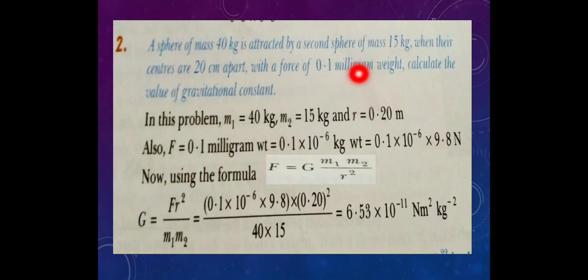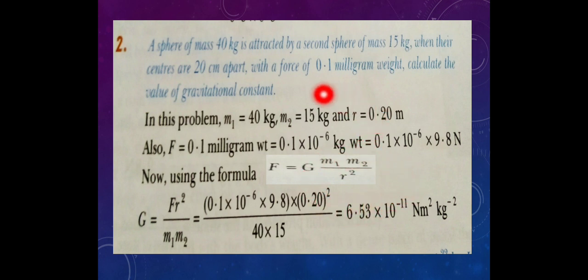Okay. This is milligram, we have to change it to kilogram. And weight is 9.8, we will multiply this by 9.8. So finally the force is 0.1 into 10 raised to minus 6 into 9.8. So 0.1 into 10 raised to minus 6 into 9.8 into, what is the distance, r square, 0.20 the whole square, and 40 into 15. Same way we'll do the calculations and you will get this answer. Okay, so this is the way of calculating.